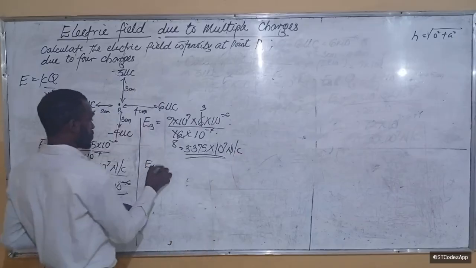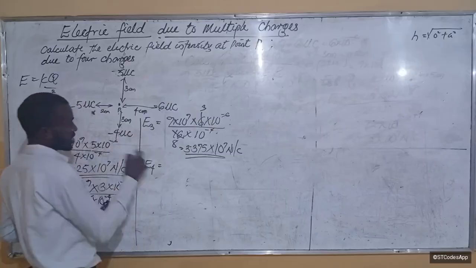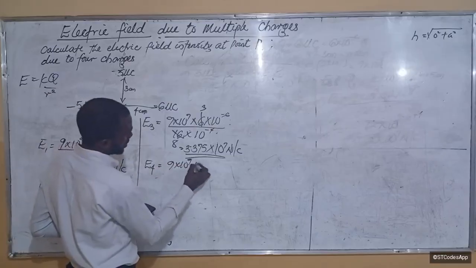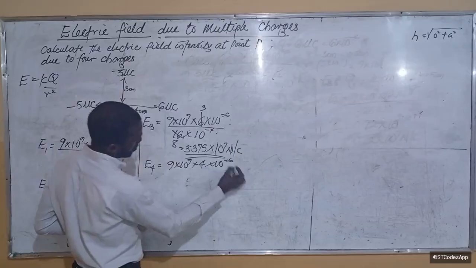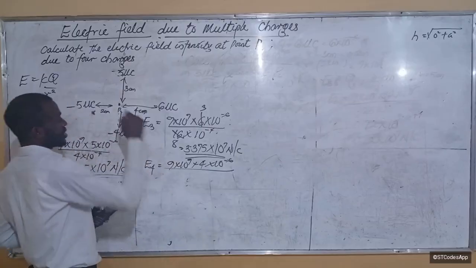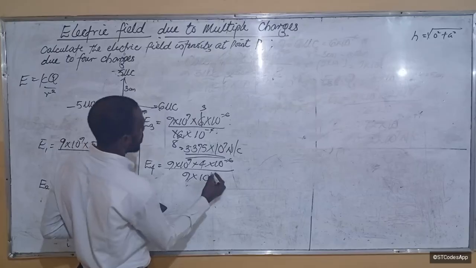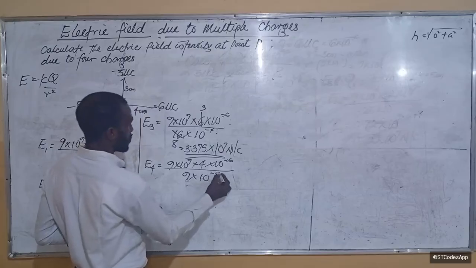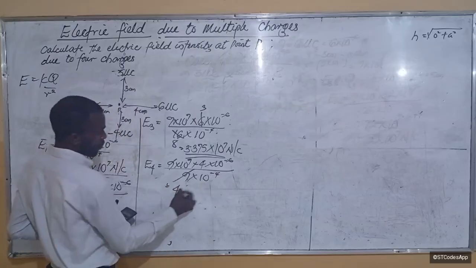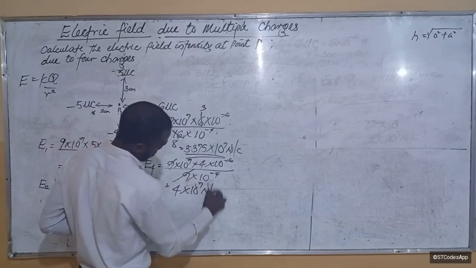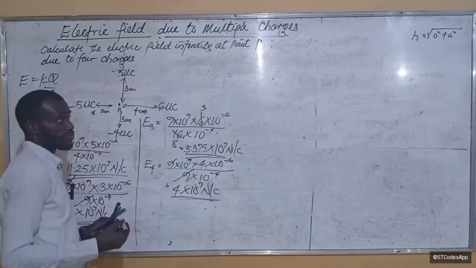Then E4 will be the fourth charge here. That will be 9 times 10 to the power 9 times 4 times 10 to the power minus 6 over the distance, 3 centimeters. That's 9 times 10 to the power minus 4 again. This takes care of them. We have 4 times 10 to the power 7 Newton per coulomb. So these are the electric field intensities.